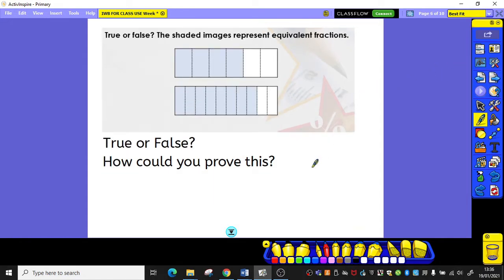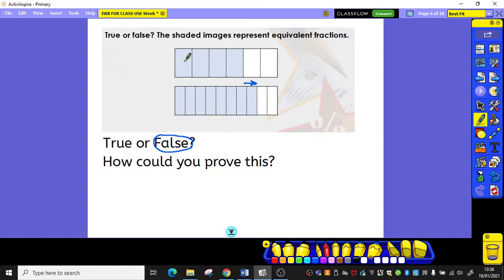So true or false? Shouldn't be too difficult, this question. The shaded images, in other words the parts in blue, represent equivalent fractions. Hopefully everyone straight away thought false. We can clearly see that this bar has got more shaded. There's a larger amount of this bar that is shaded blue than in this bar. Therefore, they're not the same amount.